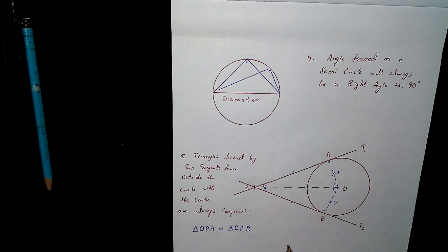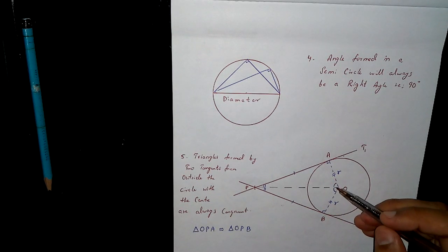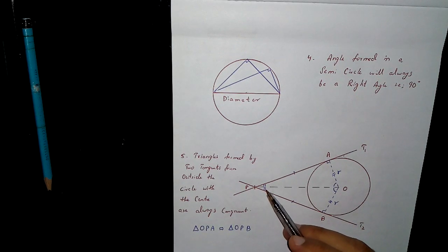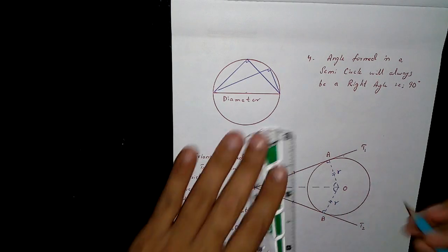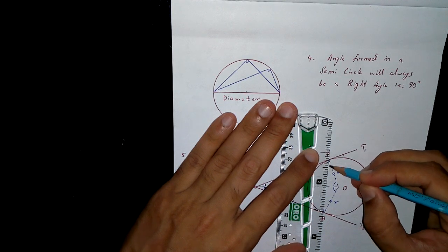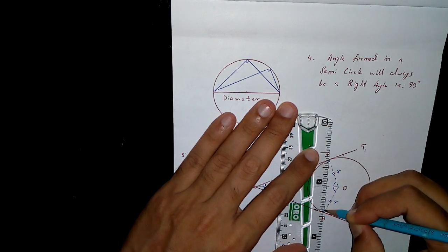So therefore, by 90 degree and these two sides, the triangles are congruent, and this angle will always be halved, and this angle will also be halved. So here if I join these 2 points A and B, we will get some interesting results as well.